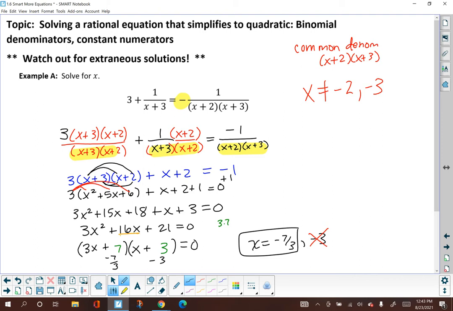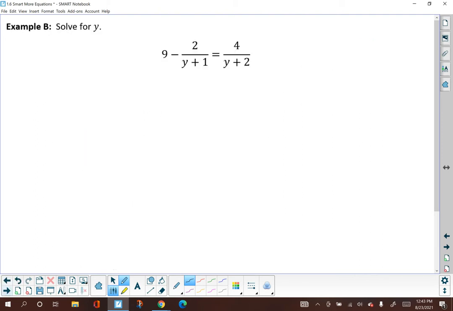Okay, so that's one example. I wanted to do that one more time because it is so tricky. One of the harder topics, I think. So we're going to try this one as well.